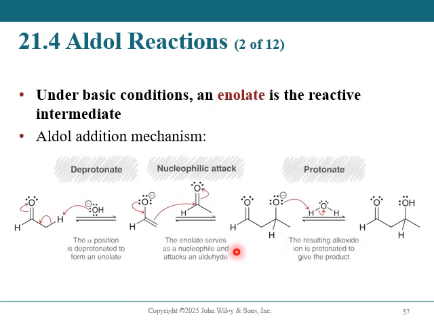Under basic conditions, the enolate is going to be the reactive intermediate. The mechanism is very similar to what we've seen so far. So you have a deprotonation step. You have that enolate intermediate, and that's what allows for that nucleophilic attack to happen. So you attack the carbonyl with that alpha carbon, and then you get a protonation.